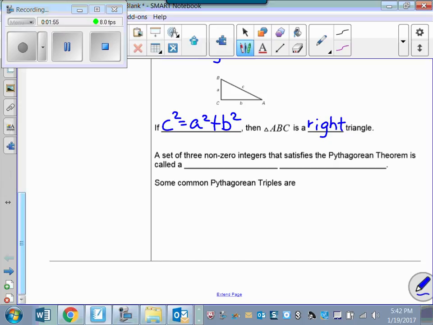Now I have something called Pythagorean triples. These are going to be very important to you, not just in this unit, but when you get to trig and pre-calc, you're going to need to remember your Pythagorean triples. So I'll write you some down here in a minute, and you need to make a flashcard so that you can remember them. But first of all, what is a Pythagorean triple? Well, it's a set of three non-zero integers. Integers, not a decimal, not a radical, three non-zero integers that satisfy the Pythagorean theorem. We call that a Pythagorean triple.